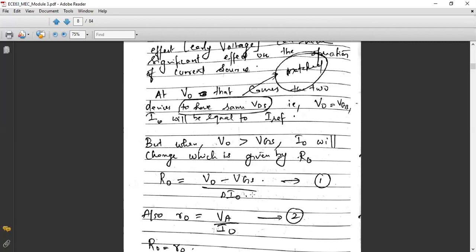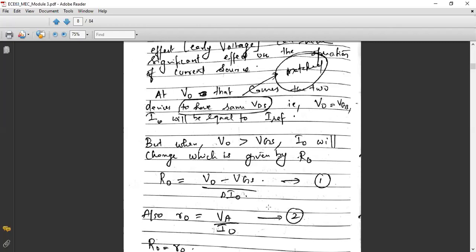That resistance value is now represented as equation number 1. Resistance is potential difference divided by current. What is the potential difference? V0 minus VGS, divided by the current, which is delta I0. Why have we put this potential difference? Normally we need an output voltage V0, but that output voltage may get changed by an amount, that is VGS. That incremental or decremental change is nothing but V0 minus VGS. Corresponding to the change in voltage, there exists a corresponding change in current also. That is delta I0.